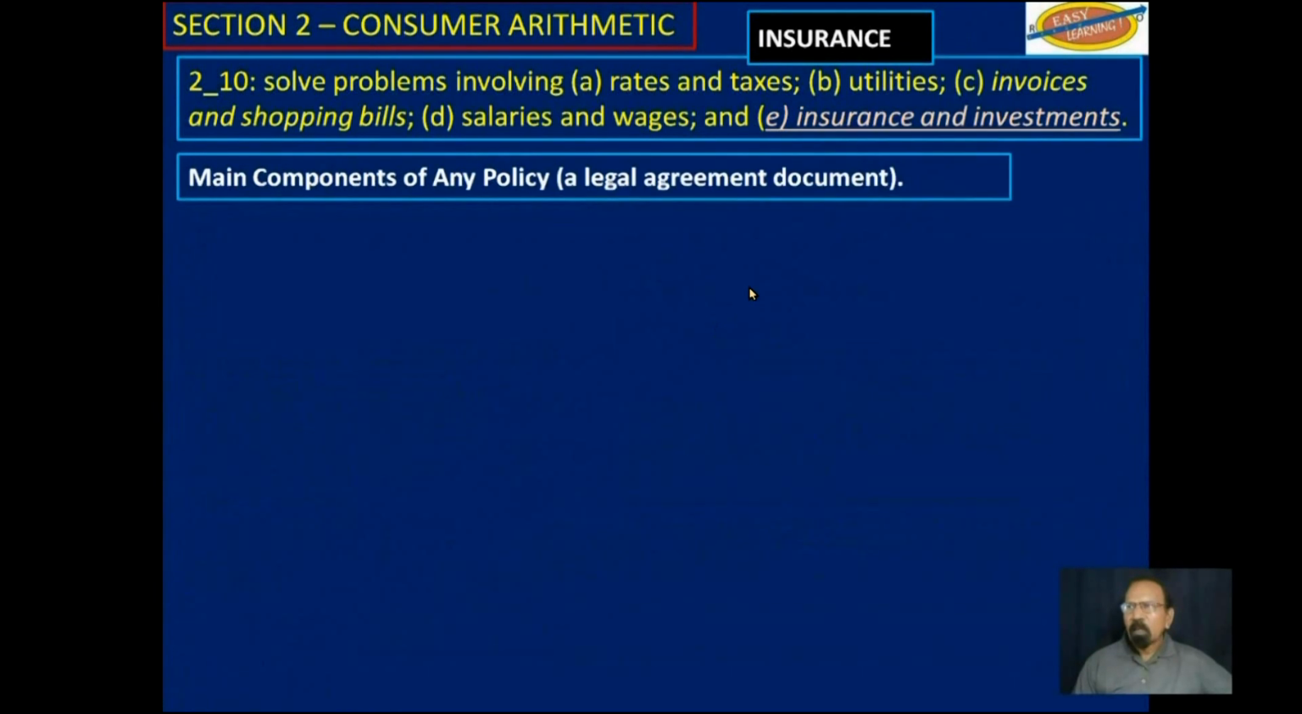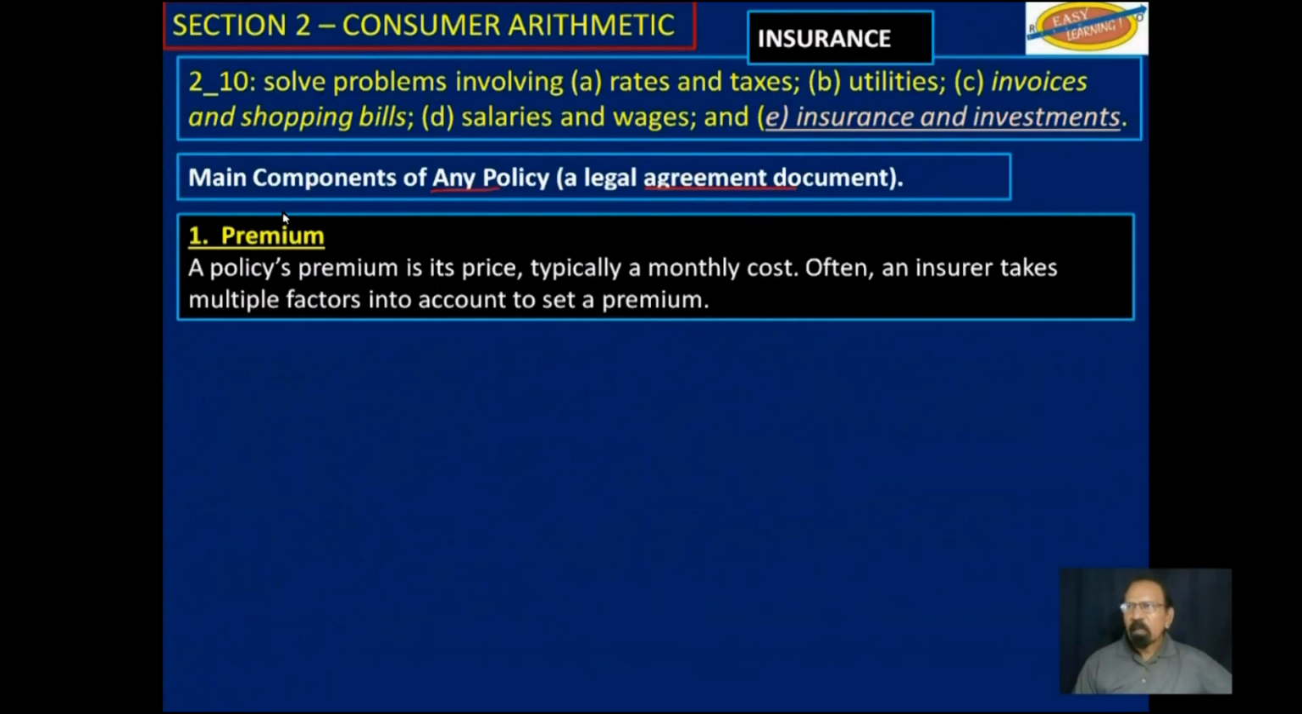Now, the main components of any insurance policy, which is a legal agreement document, first one we want to talk about is the premium. Now, what is that? A policy's premium is its price, typically monthly cost. Often, an insurer takes multiple factors into account to set a premium. So that is, how much money do you pay per month for the coverage by the insurance company?